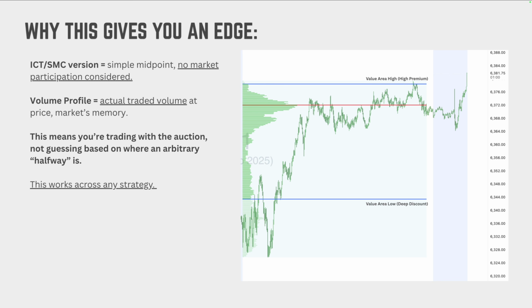So this works across any strategy. I trade purely using the volume profile, but if you trade ICT, SMC, Wyckoff, whatever it is, simply incorporating this into your trading and understanding when we are actually trading in discount versus premium and where those discount and premium zones really are is going to greatly improve your accuracy and help you to find more favorable trades. Incorporate a bit of volume profile, a bit of order flow like this, and you're going to see your results greatly improve over time. So this is just one way to use the volume profile. I personally trade purely using the volume profile.